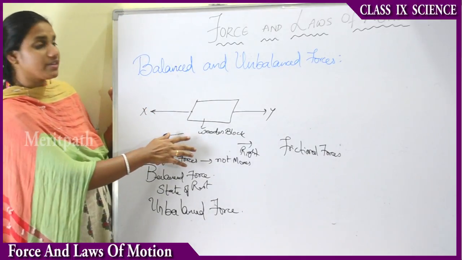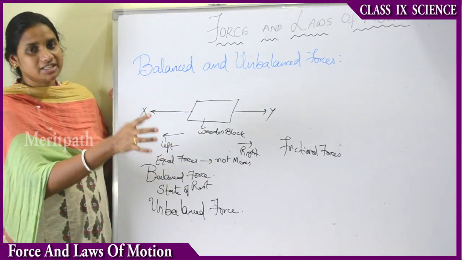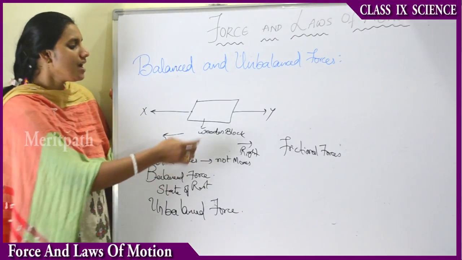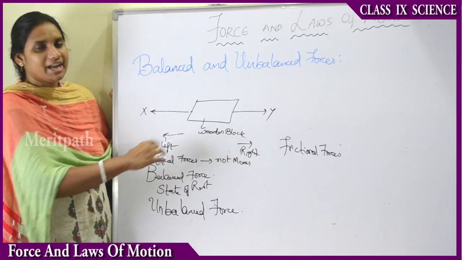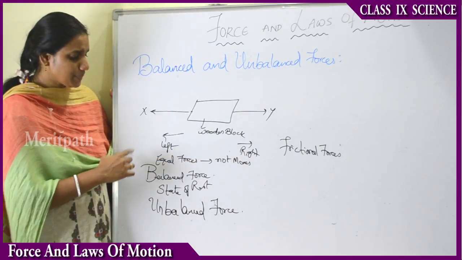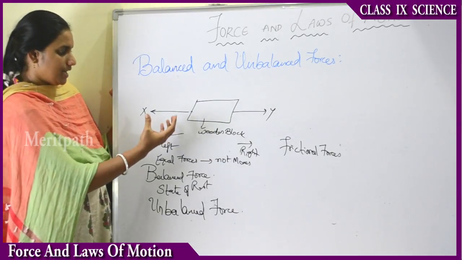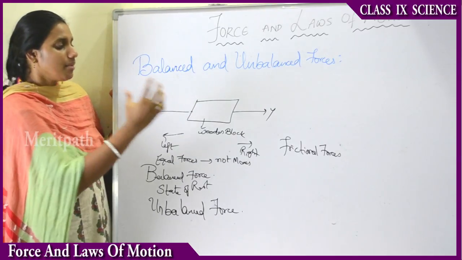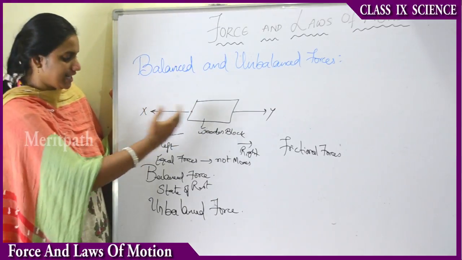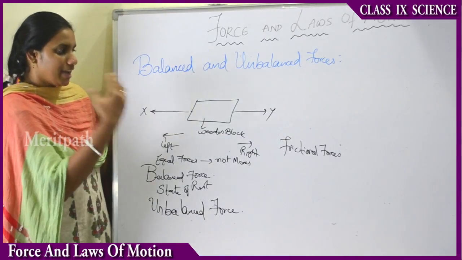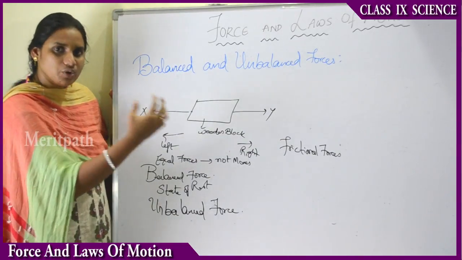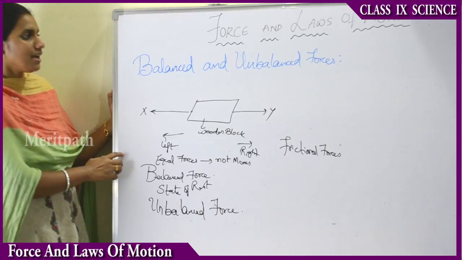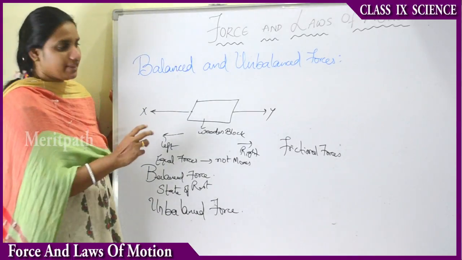Now the state of rest of the object will not be changed because of the balanced forces. Whenever an unbalanced force acts, then the block will be changed from its rest position and it will be in motion. Now suppose we are applying a greater force in the X direction and a lesser force in the Y direction, then the block will try to move in the X direction, that is the left direction, because on whichever side the greater force acts, that side the wooden block tends to move. Therefore we can say that with the help of unbalanced forces, objects at rest can be moved.